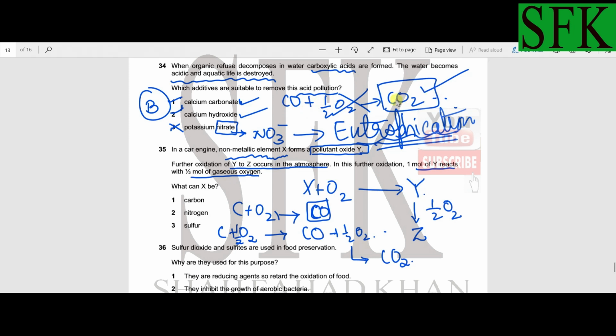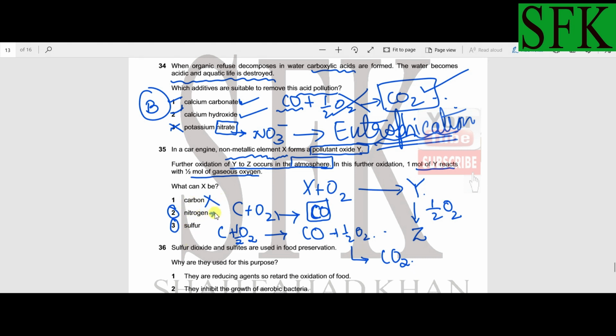This reaction actually does not occur in the atmosphere very easily, because carbon monoxide by itself is pretty stable in the atmosphere. So 1 cannot be the answer, because although 1 mole of carbon monoxide does require half a mole of oxygen to form carbon dioxide, this reaction does not occur in the atmosphere. Carbon monoxide stays as carbon monoxide due to its high stability, so it does not easily convert into carbon dioxide. Whereas if we compare the oxides of nitrogen and sulfur, yes, they do.